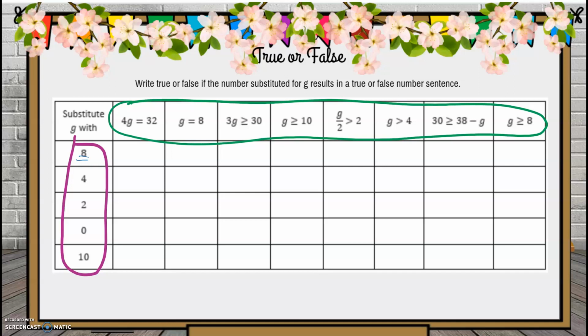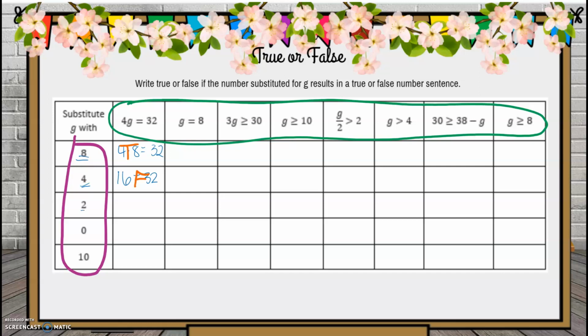So 4 times G equals 32. 4 times 8, does that equal 32? That answer is yes. So this one is true. Let's try the next one. When G is 4, is 4 times 4 equal to 32? 4 times 4 is 16. Does 16 equal 32? That is false.